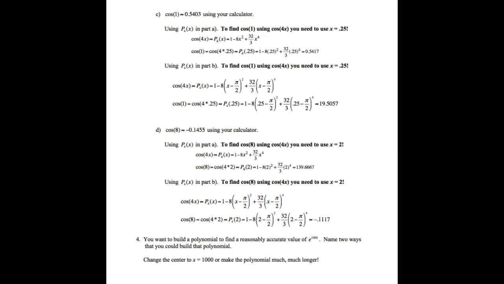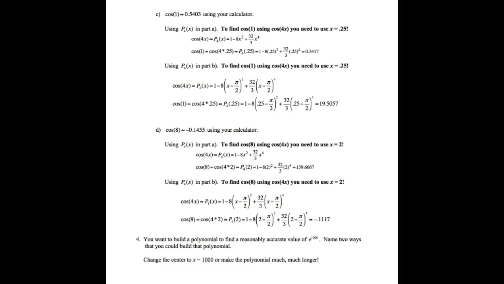139.6667. We run it on our other polynomial, which is centered at pi over 2. Now, pi over 2 is about 1.5, so that should be a little bit closer to the value of the calculator. And we get the cosine of 4x equaling p sub 4 of x, 1 minus 8 times the quantity of x minus pi over 2 squared, plus 32 over 3 quantity of x minus pi over 2 to the fourth. And we again plug in a value of 2, and we get an answer of negative 0.1117, which is reasonably close to cosine of 8 in your calculator.